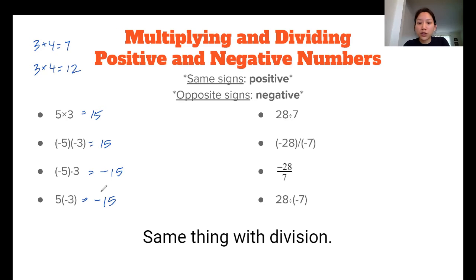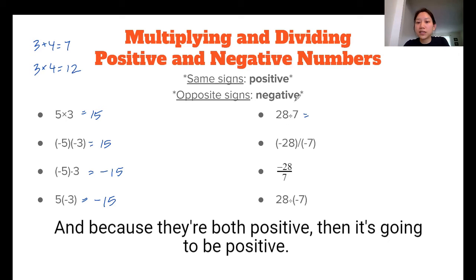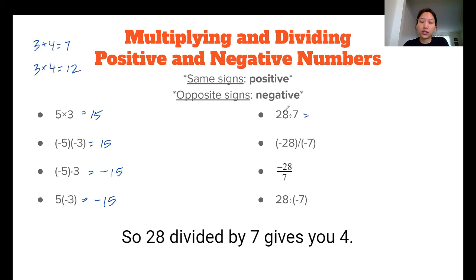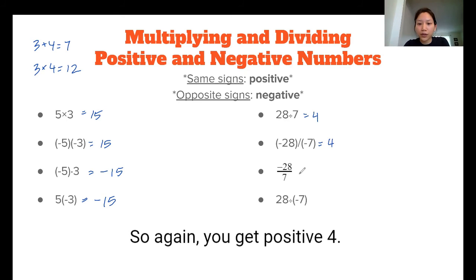Same thing with division. So if you have 28 divided by 7, well, figure out the sign first. And because they're both positive, then it's going to be positive, and then you do the division. So 28 divided by 7 gives you 4. If you have negative 28 divided by a negative 7, they're same sign. So again, you get positive 4.